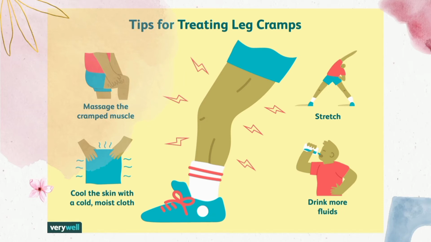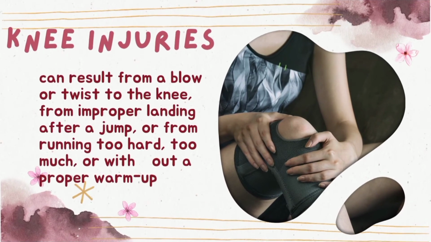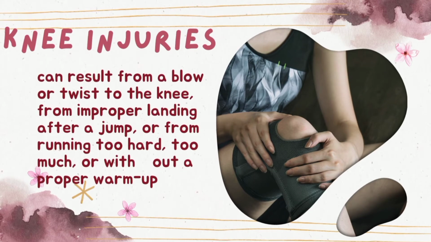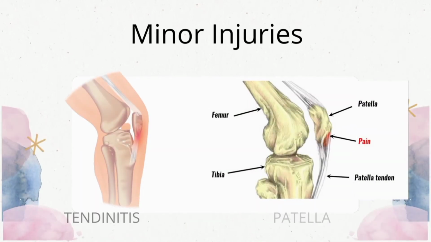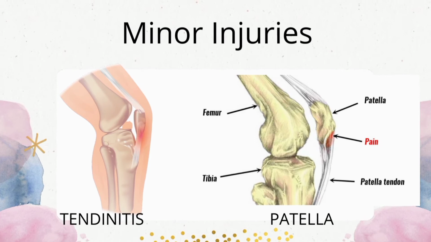For further treatment, see your doctor if you experience regular muscle cramping or if cramps last longer than a few minutes. Knee injuries. Knee injuries can result from a blow or twist to the knee, from improper landing after a jump, or from running too hard, too much, or without a proper warm-up. The following are the most common knee injuries, from minor to major.